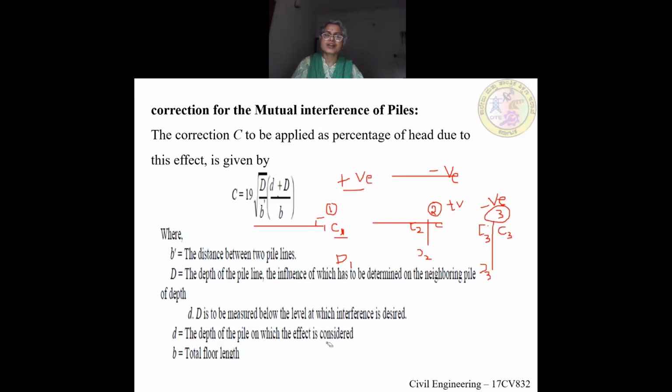The depth of the pile on which the effect is considered, and the total floor length, B, is the distance between the first sheet pile and the last sheet pile. So we'll take up a numerical problem so that you will understand it better. So what is this B dash, what is B, what is capital D, what is small d.